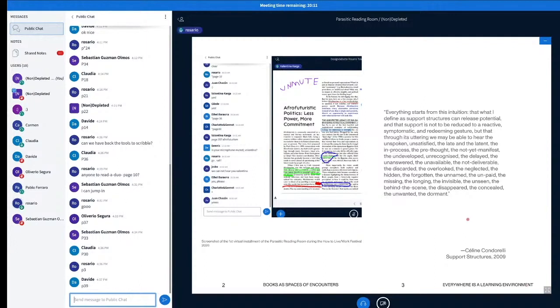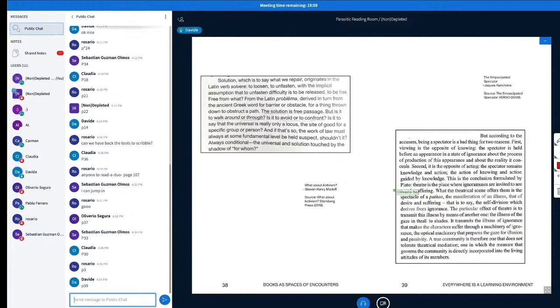Everything starts from this intuition that what I define as support structures can release potential, and that support is not to be reduced to a reactive, symptomatic, and redeeming gesture, but that through its uttering we might be able to hear the unspoken, the unsatisfied, the late and the latent, the in-process, the pre-thought, the not yet manifest, the undeveloped, the unrecognized, the delayed, the unanswered, the unavailable, the not deliverable, the discarded, the overlooked, the neglected, the hidden, the forgotten, the unnamed, the unpaid, the missing, the longing, the invisible, the unseen, the behind the scene, the disappeared, the concealed, the unwanted, the dormant. That's from Céline Condorelli's Support Structures.